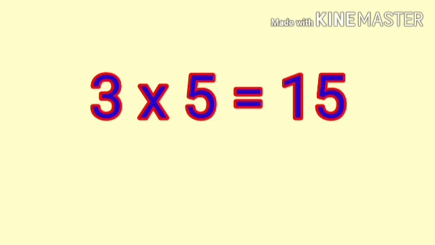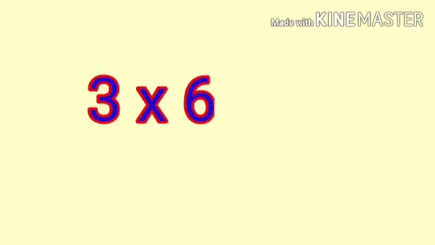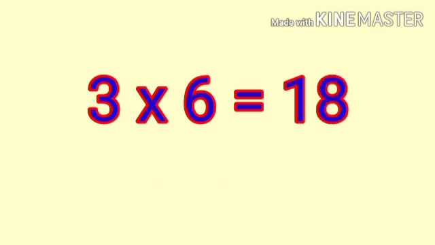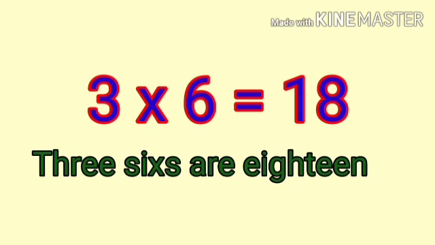3 into 5 is equal to 15. We can read it as 3 fives are 15. 3 into 6 is equal to 18. We can read it as 3 sixes are 18.